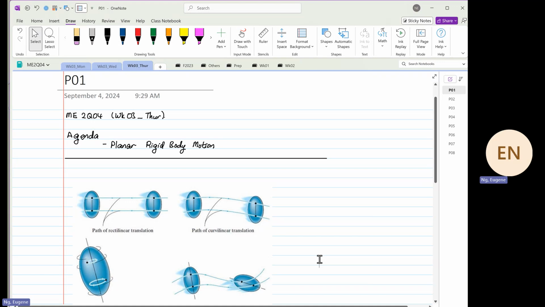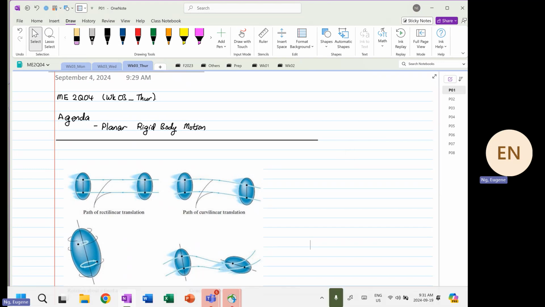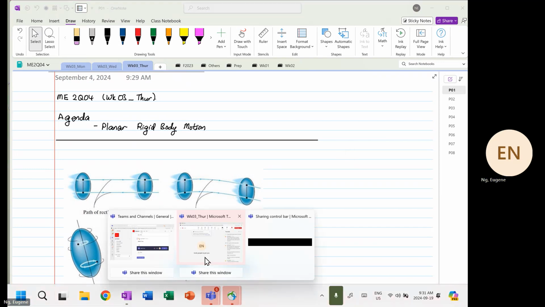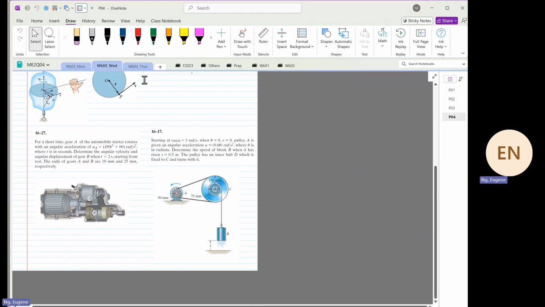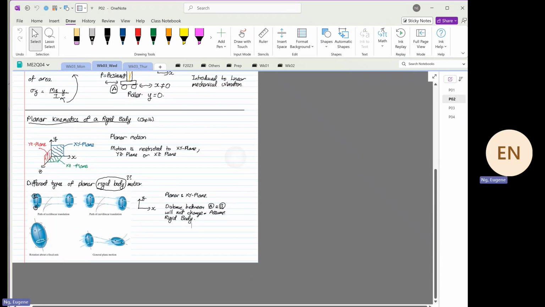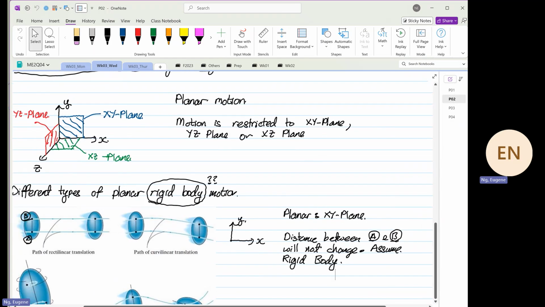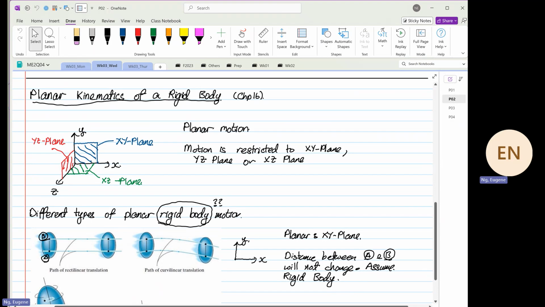Right, so today we touch a bit on planar rigid body motion. I will ensure that the recording has started. Indeed, it has. Okay, so if you see where we finished off yesterday, we spoke about what we mean by planar motion. So just to quickly recap, planar motion, which is what we are doing now, if you have to refer to your textbook, is in chapter 16. The motion is restricted to either the XY plane, YZ plane, or ZX plane.